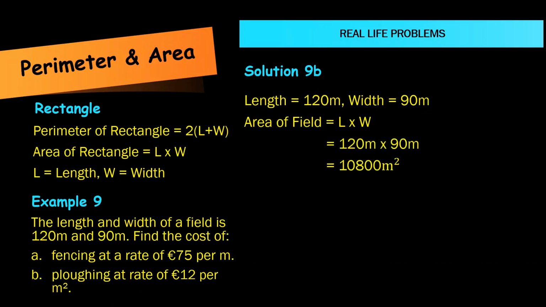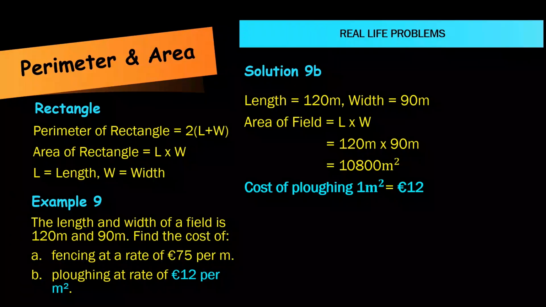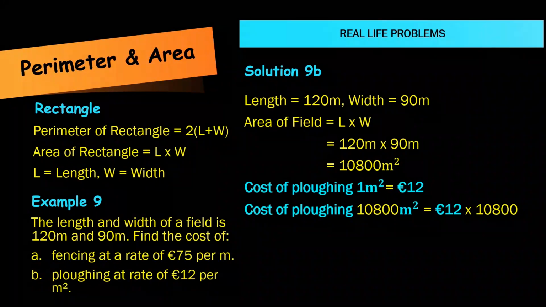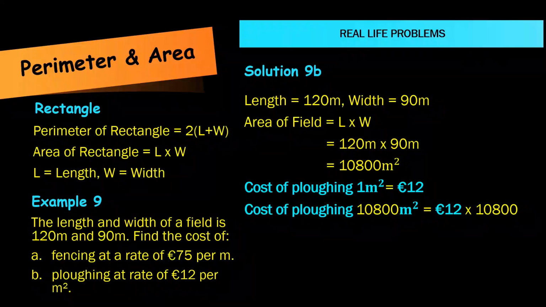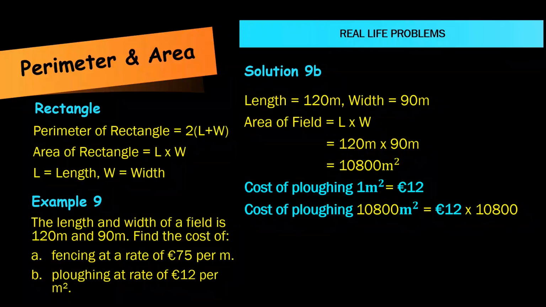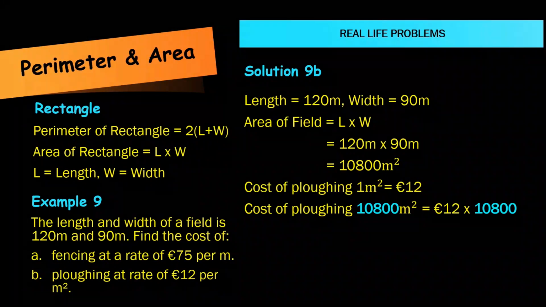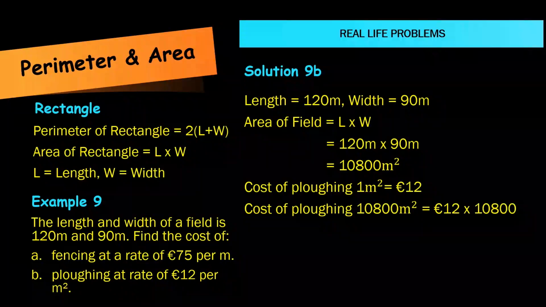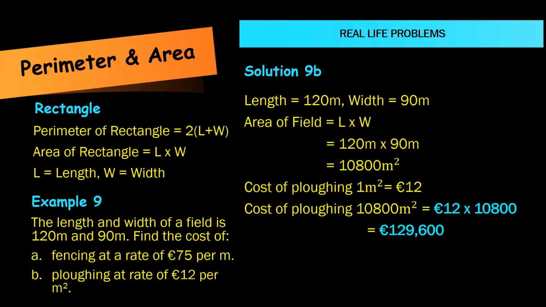Now, since the cost of ploughing per metre squared is equal to 12 euros, we have that the cost of ploughing 10,800 metres squared is equal to 12 euros multiplied by 10,800, which equals 129,600 euros.